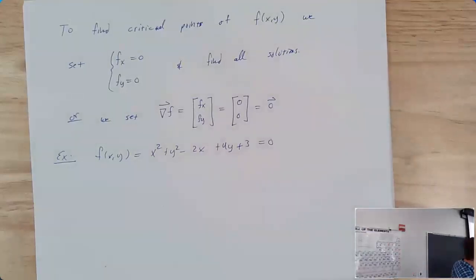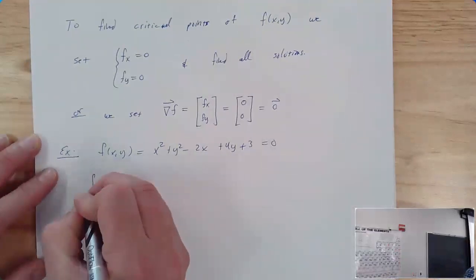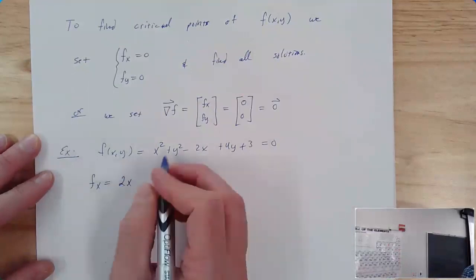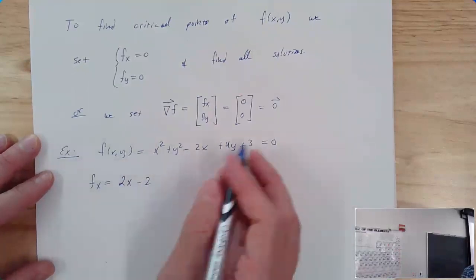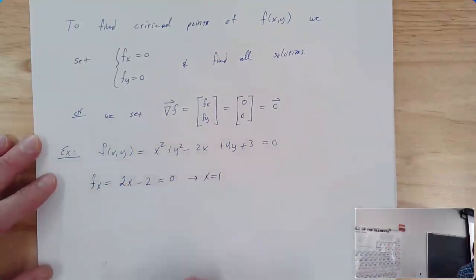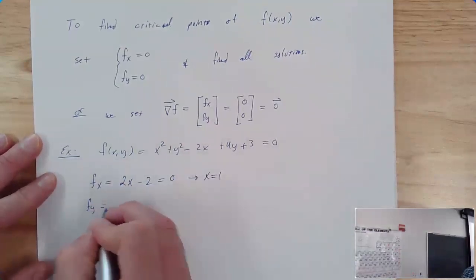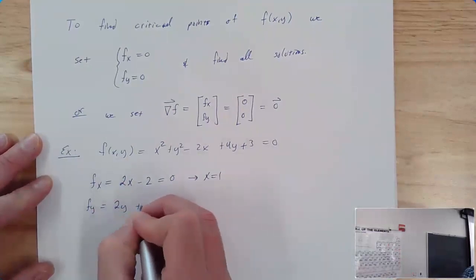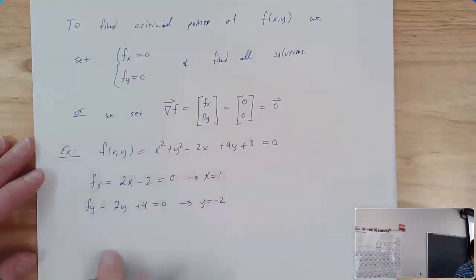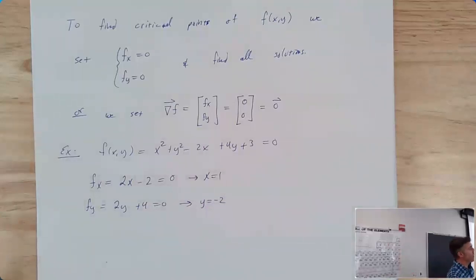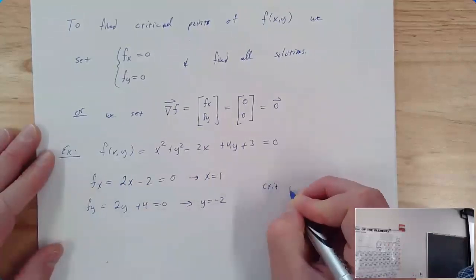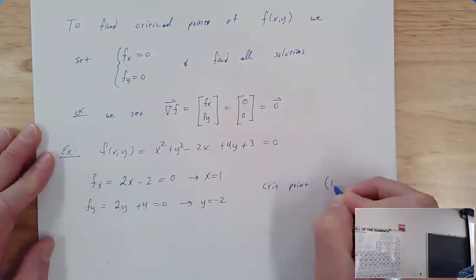So we're going to set each partial derivative equal to 0. My partial with respect to x is 2x plus 0 minus 2 plus 0 plus 0. If I set that equal to 0, I get x equal to 1. And my partial with respect to y is 2y plus 4 equal to 0. So I get y equal to negative 2. So my only critical point, my single critical point, is the critical point (1, -2).